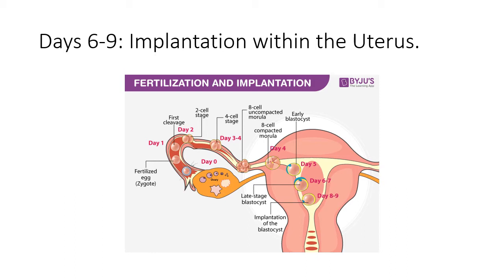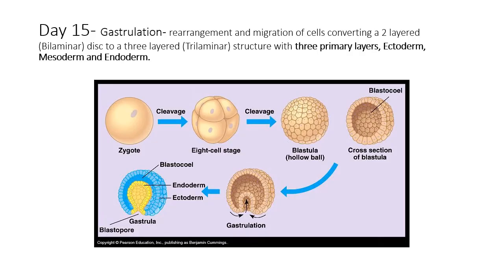into the uterus. You see on the chart in the middle there, it shows you days 5, 6, 7, 8, 9, and you see it starting to move from day 3 down, down, down, down, and gets into the uterine wall and then burrows its way in there. And that's called implantation. And then by day 15, the stage called gastrulation causes a rearrangement and a migration of cells, converting a 2-layered cell disc to 3.